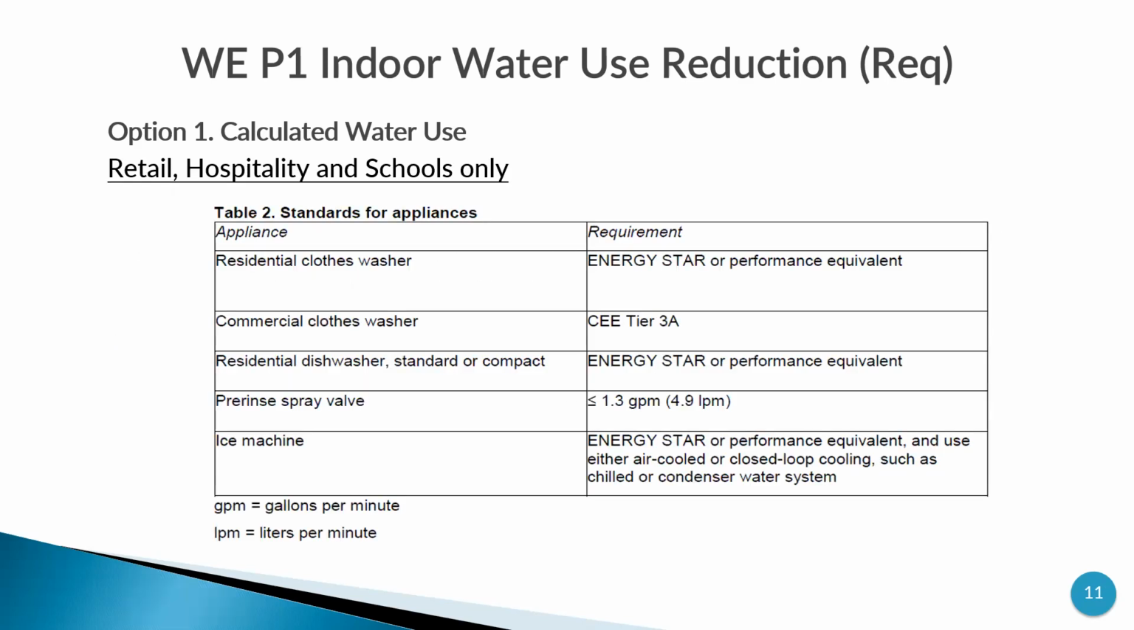Now, when you're calculating for retail, hospitality, and schools, what is that standard? This is table 2. In table 1, we saw the fixtures with the measurements. Now, table 2 is all about the appliances. Use residential clothes washer, which is Energy Star rated, commercial clothes washer CEE Tier 3A, these are standards again. Residential dishwasher, standard or compact, that is Energy Star or performance equivalent. Pre-rinse spray valve less than or equivalent to 1.3 gallons per minute. Ice machine, again, Energy Star or performance equivalent.